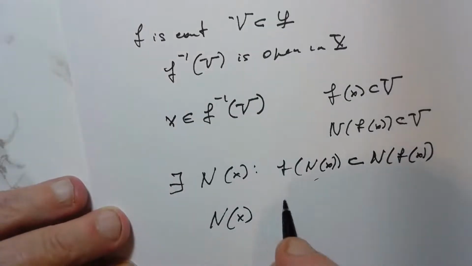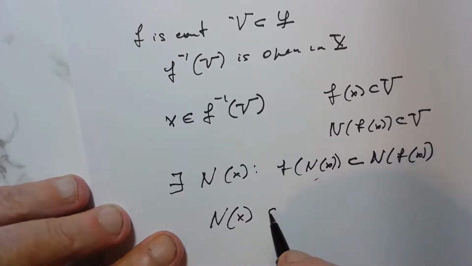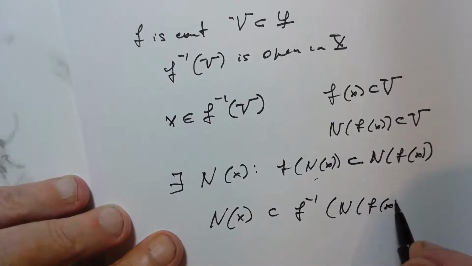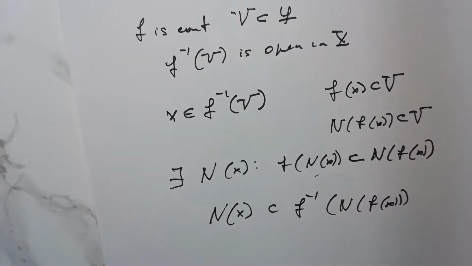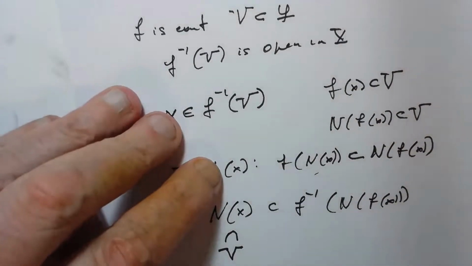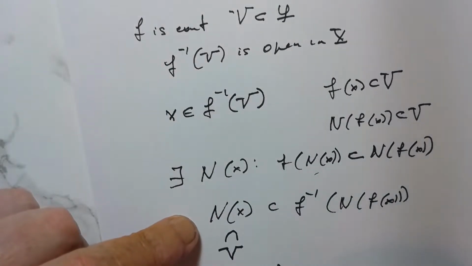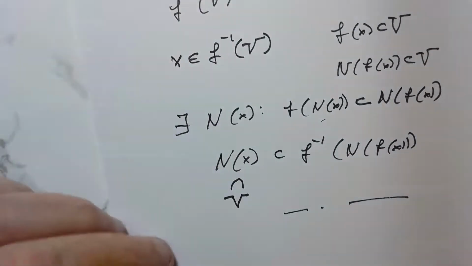In other words, this neighborhood of x has the property that it belongs to f minus 1 of this N of f of x. So I took an arbitrary neighborhood in V, I applied the inverse image to this neighborhood, and I have a neighborhood N of x, which completely belongs to V. Now that means that V is open because for every x in V, I got a neighborhood which belongs to V. Well, the other way is just as simple, so it's just a repetition of this very same argument.